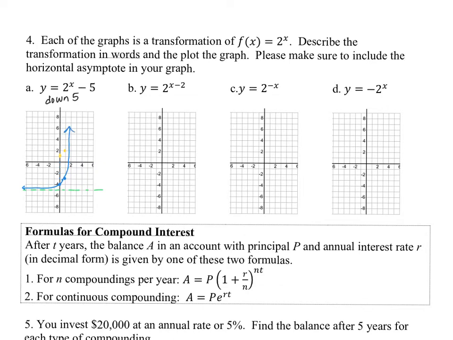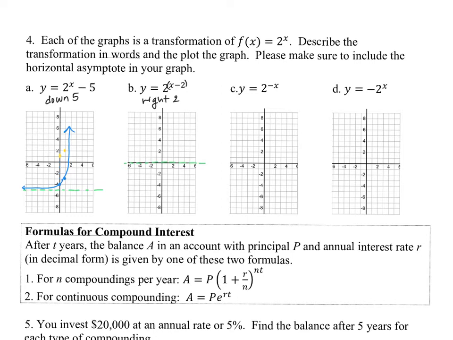Okay, I'm going to use transformations for the next one again. 2 to the x was the parent function. So if I make this x minus 2, this is like parentheses, this is going to the right 2. Okay, so if my horizontal asymptote was at y equals 0, if I move it to the right 2, it's still at y equals 0. Okay, so I do know that to be true.